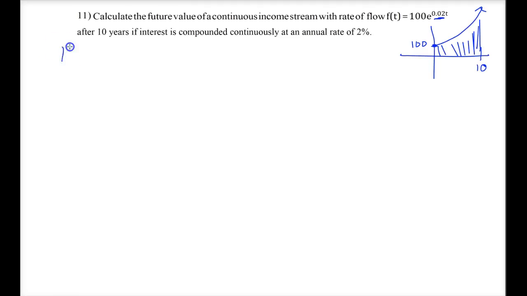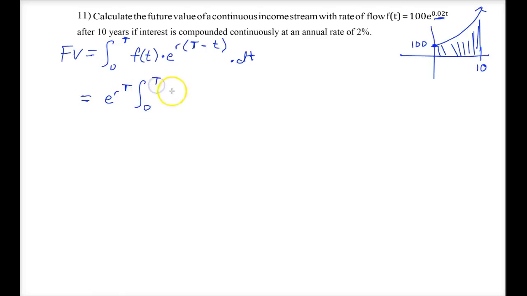All right, so we know here that future value of income is just going to be the integral from 0 to big T of f of t times e raised to the r (big T minus little t) dt, like that. And of course, from here we know that we can rewrite this as e raised to the r big T times the integral from 0 to big T of f of t times e raised to the negative r little t dt. And so what we want to do now is just go ahead and plug in what we know.